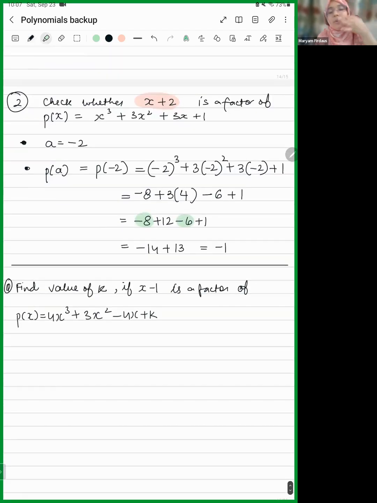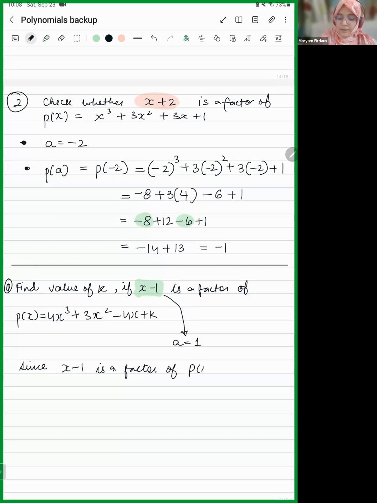And what is given to you? That x minus 1 is a factor, so that x minus 1 can divide this whole thing. So x minus 1 is a factor. So that means from here your a will become 1. So now let's write it like this. Since x minus 1 is a factor of p of x, therefore p of what will be 0?